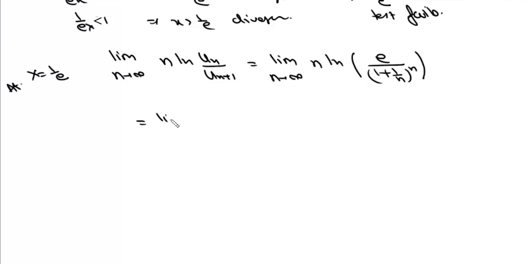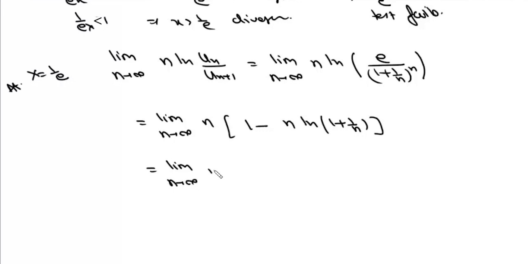Now we can write this limit as this limit n tends to infinity. Now here we have this n. Now log e is 1 and minus, we'll take this power out, n log 1 plus 1 by n. Now this is limit n tends to infinity n, and this is 1 minus n. Now we can use the series expansion for log 1 plus x. So it will be x minus x square upon 2 plus x cube upon 3. It will continue up to infinity.